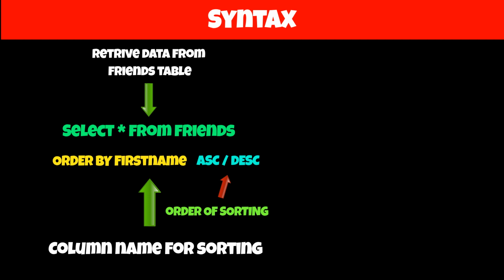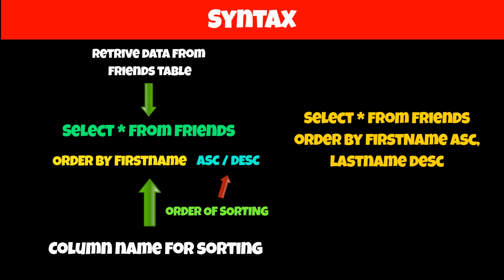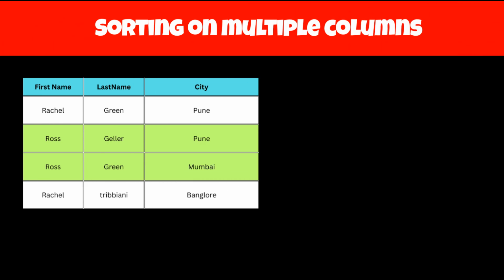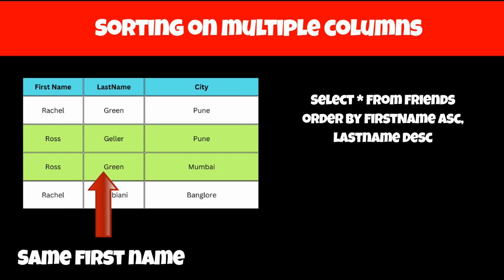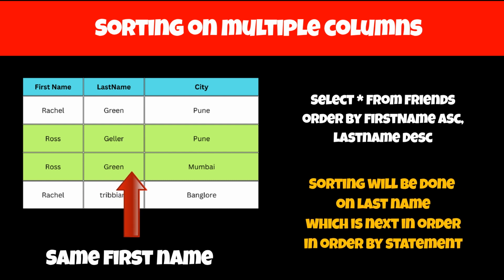If we want to sort on multiple columns, we can mention the column names and their sorting order separated by commas. But how does sorting work on multiple columns? For example, while retrieving data from our friends table, if we mention the two columns, first name and last name, in the ORDER BY statement, then SQL will first sort the data based on first name, and if two rows have the same first name value, then the sorting of these two rows will be decided based on the last name, which is mentioned in the second position of the ORDER BY statement.